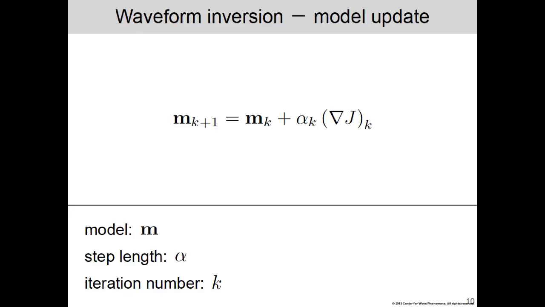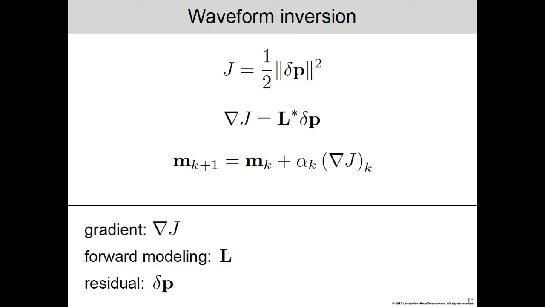Once we have the gradient, we can update the model by adding to it the gradient scaled by a step length. This equation here is for steepest descent, but there are better alternatives, and actually for the examples I'll show, I use a nonlinear conjugate gradient method. But in any case, we always need to compute the gradient. So to briefly summarize, to minimize J, we iteratively update the model by first computing the gradient and then scaling it by a step length before adding it to the model at the current iteration.